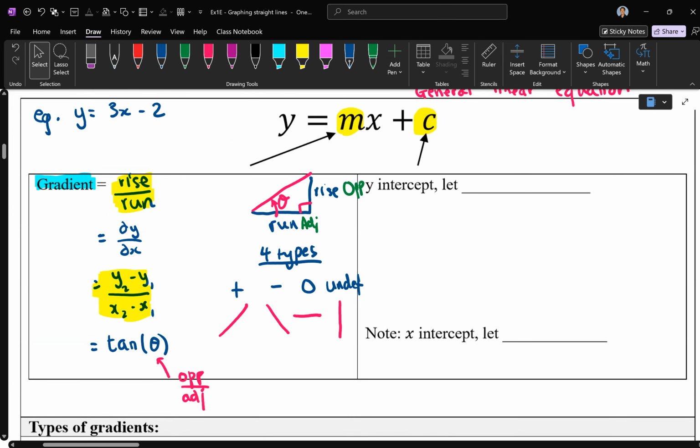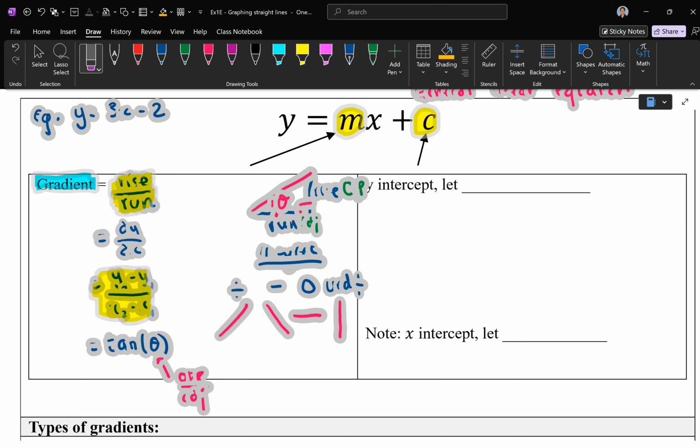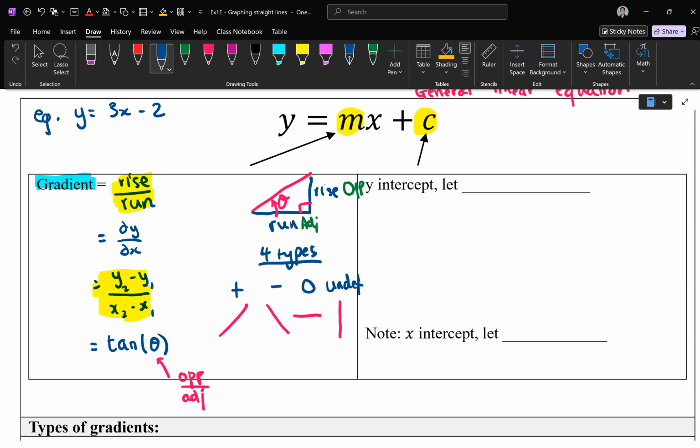Okay, so good news is you're not going to do the tan stuff. I don't think there'll be questions that we'll do with the tan stuff, but it's good to know. The next one, C. C represents your y-intercept, which I've got over here.